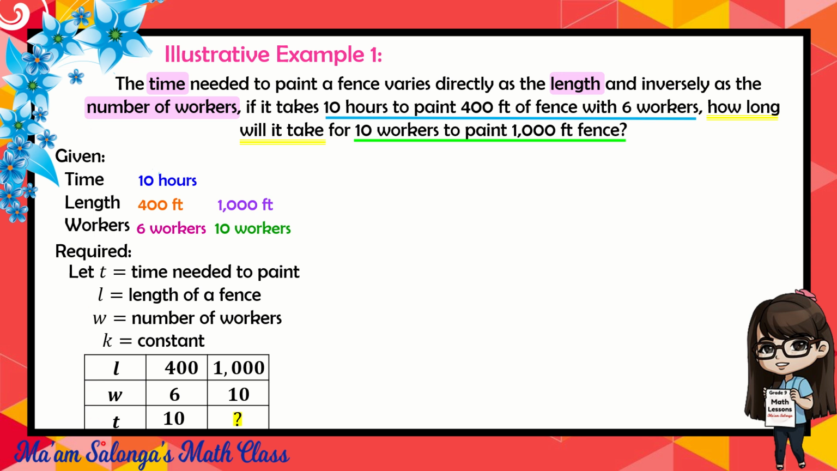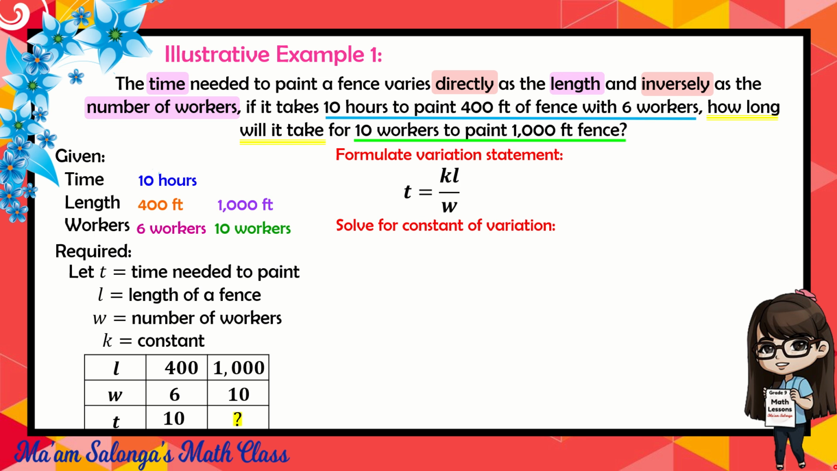Since na-complete na natin ito, pwede na tayong pumunta sa apat na steps. So the first step is to formulate a variation statement. Since this is combined variation, dalawa ang nagva-vary directly at nagva-vary inversely. Yung time nagva-vary directly kay length, and that is T equals KL over the number of workers, which is W.